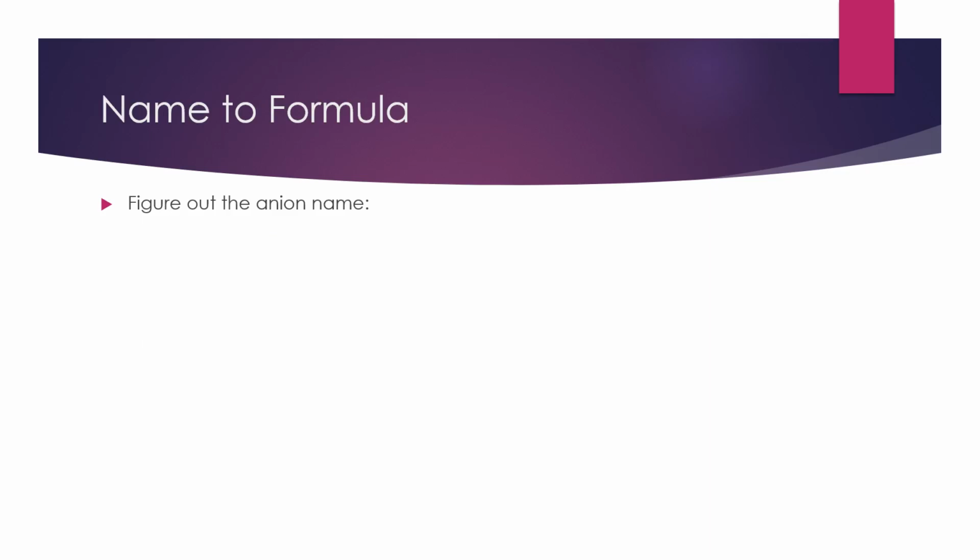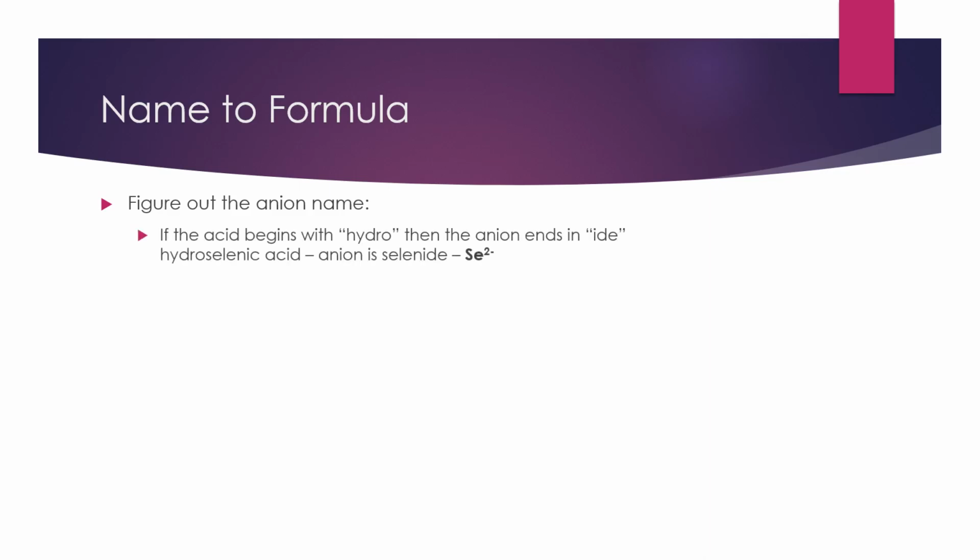If you're going from a name to a formula, you're going to figure out the anion name. There are a few rules for doing this. If the acid name begins with hydro, that means the anion ends in "ide". So hydroselenic acid, the anion is selenide, Se2-.